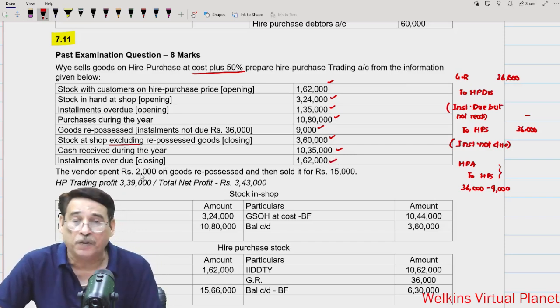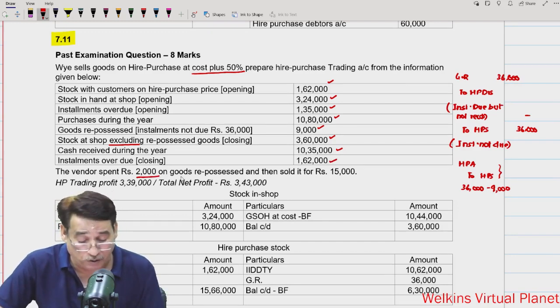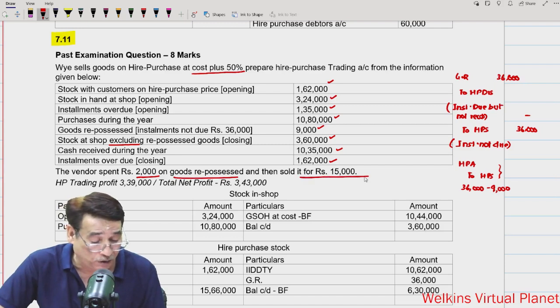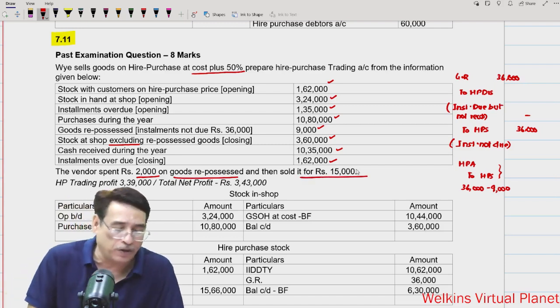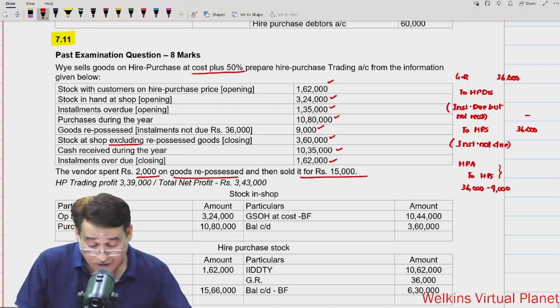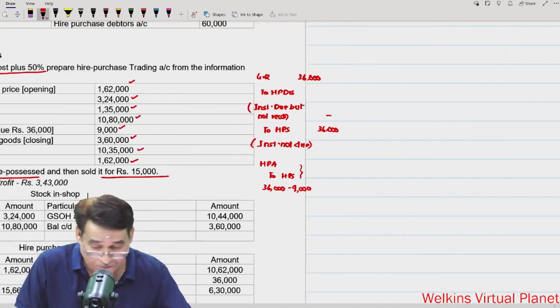And now in this particular question, one more line is given. Vendor spent 2,000 on goods repossessed and then sold it for 15,000. So it is not going to matter much in this particular question. Correct? So now we can go through this particular question.